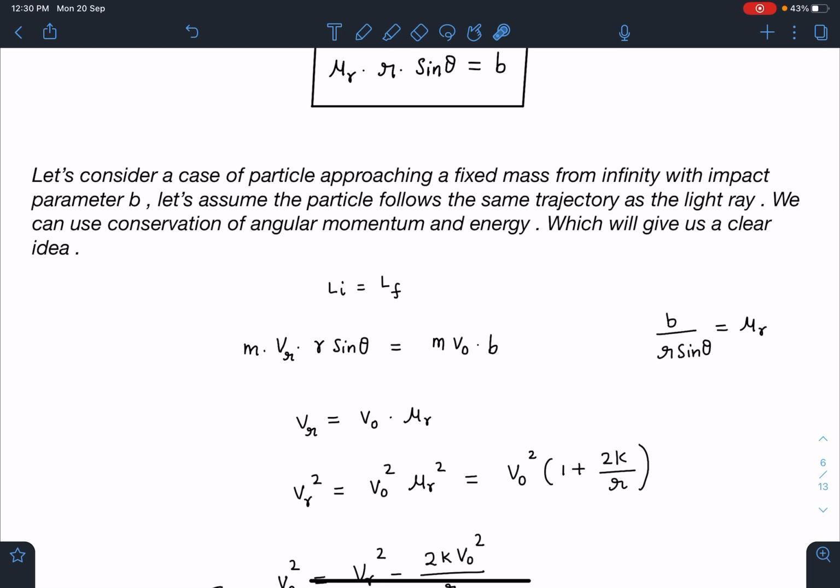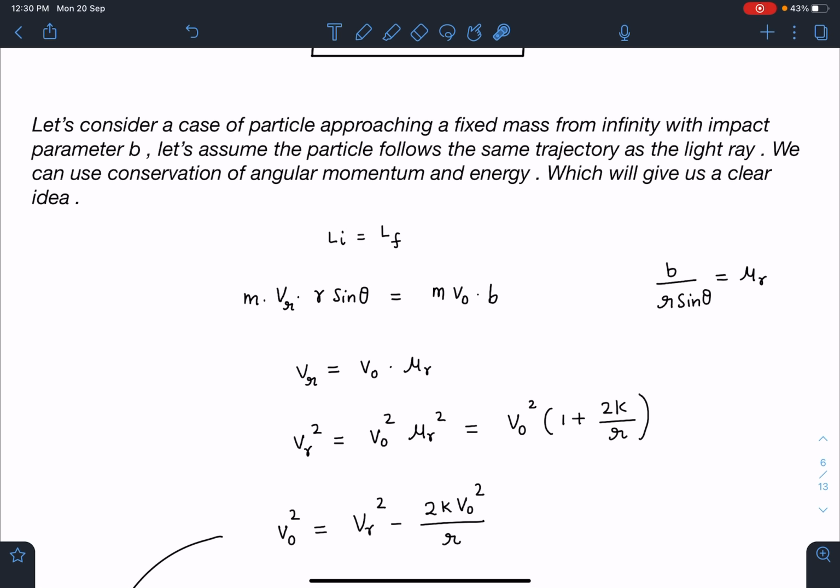Now, luckily this b by r sin theta is mu r. So my relation of velocity at r, this is v naught, and it is mu r. Mu r, we know, is given in the problem here. If I try to relate these two, v r square is equal to v naught square into mu r square. When I substitute this equation, it looks somewhat familiar to me.